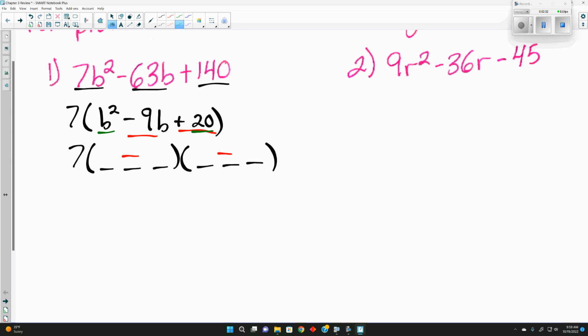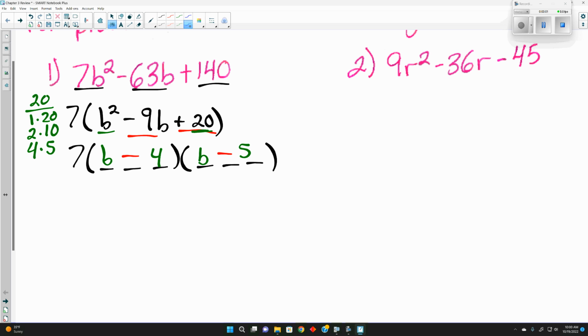Our step number 4 is the factors of the first and third term. If there's only one set of factors for either the first or third term, we'll go on and just plug them in. Well, the only factors for b squared are b and b. Now the factors of 20, there are several. We have 1 and 20, 2 and 10, 3 doesn't work, but 4 and 5.